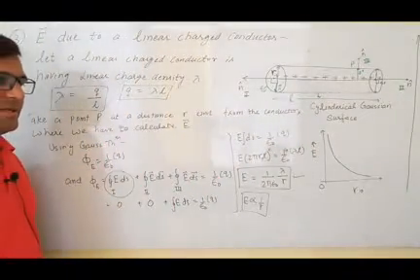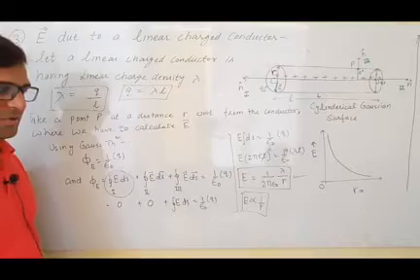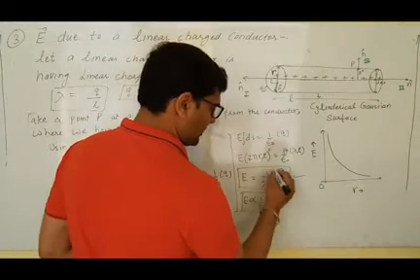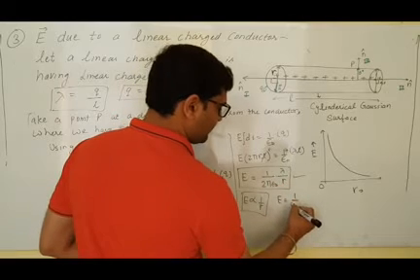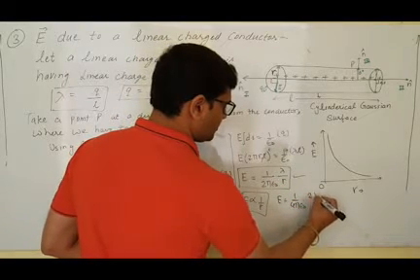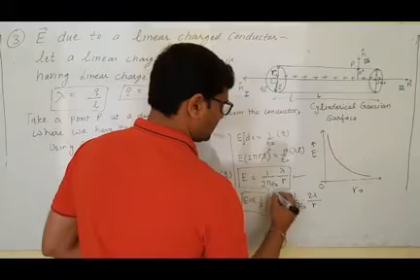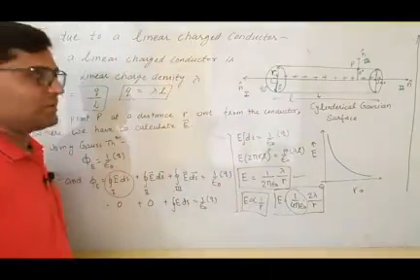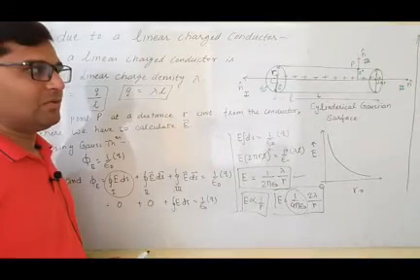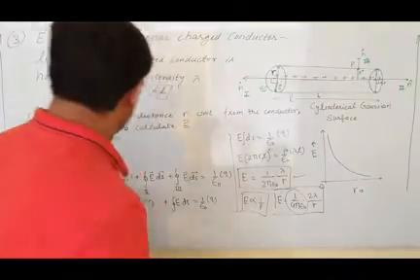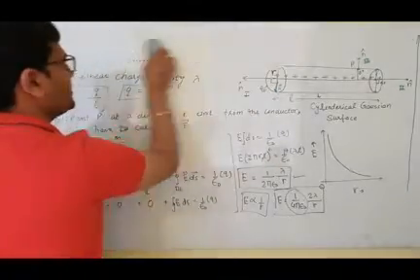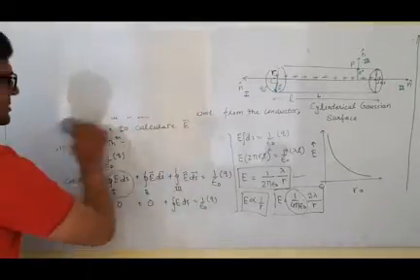This was the second application. You can write one thing, E is equals to, multiply and divide by 2 both sides, 1 by 4 pi epsilon naught into 2 lambda by r, because this is our constant quantity. This was the third application. Now fourth application. Fourth application is electric field intensity due to a thin charged sheet.